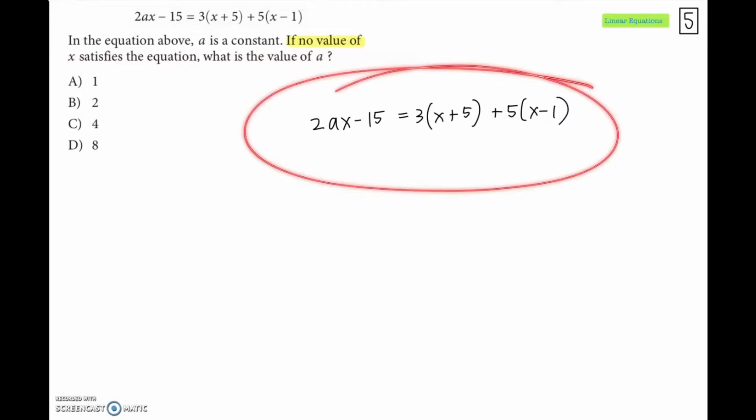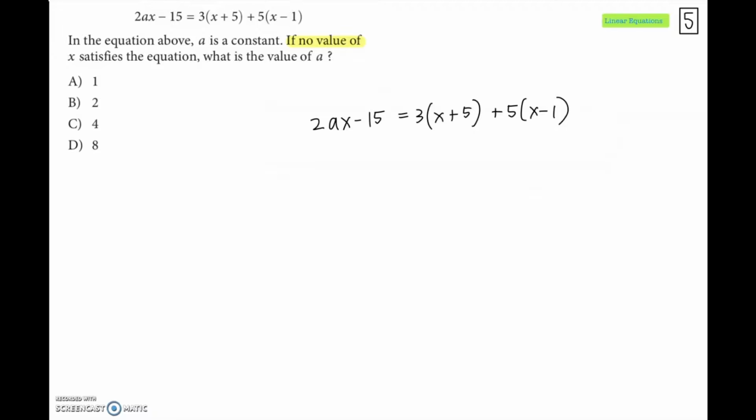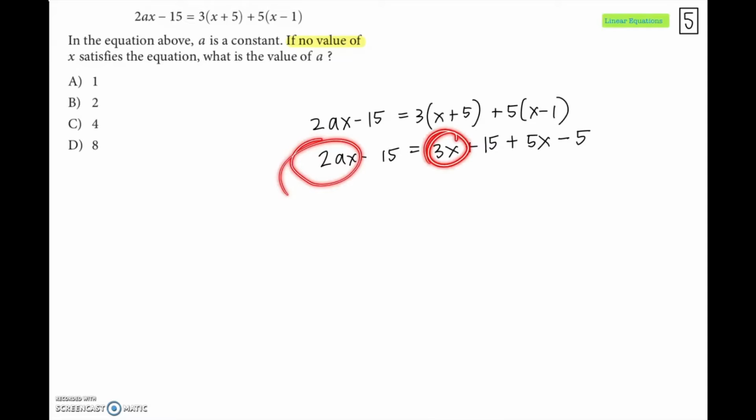Okay, when I go to solve this equation, first thing I'm going to do is get rid of a lot of these parentheses by just distributing through, so just multiplying through each of those. So we'll stick with 2ax minus 15 here, and then we get 3x plus 3 times 5 is 15, plus 5 times x, and then 5 times negative 1 is minus 5. I'm going to go ahead and collect all the terms that have an x in it over to the left side, and then try to get all the constant terms over on the right side.